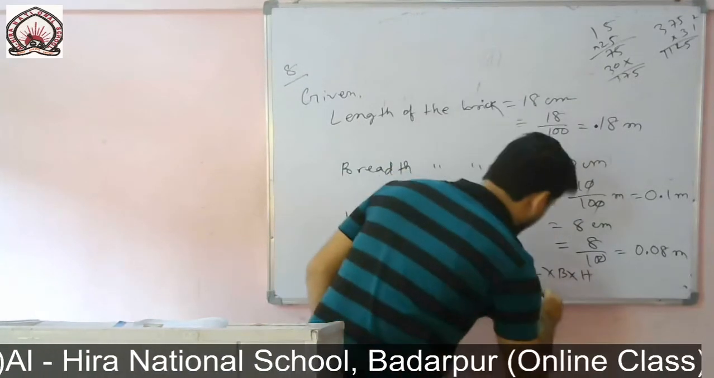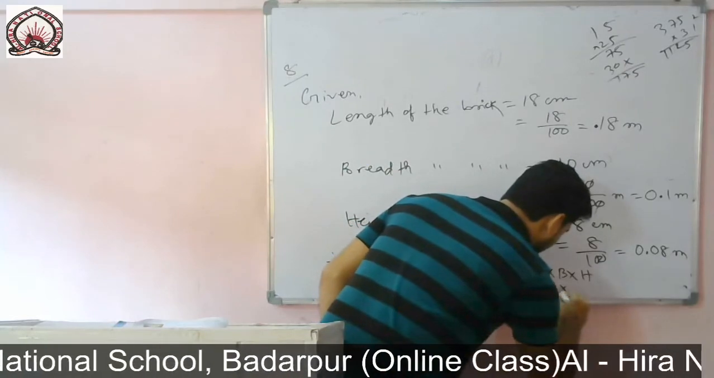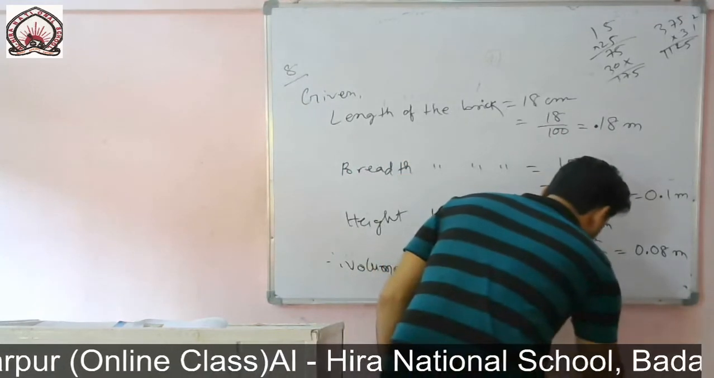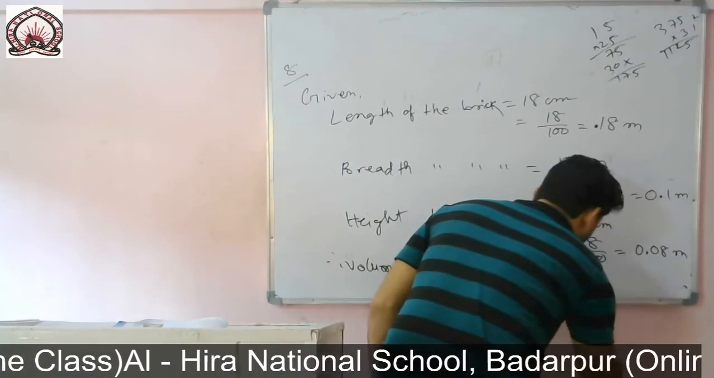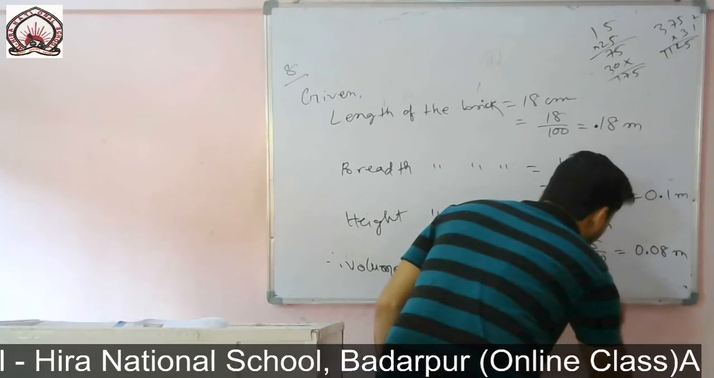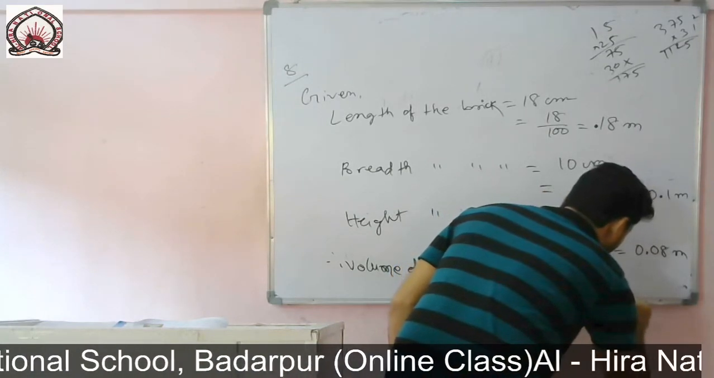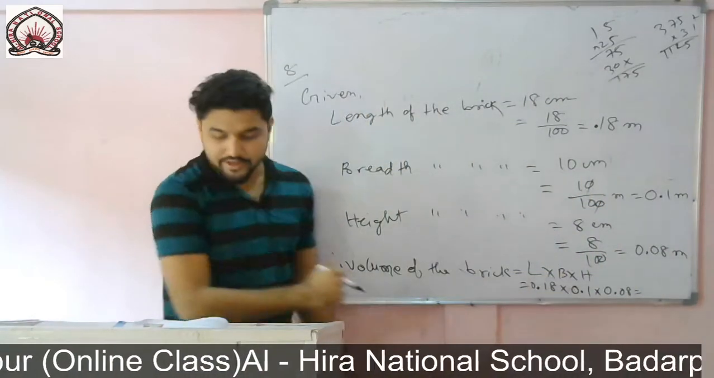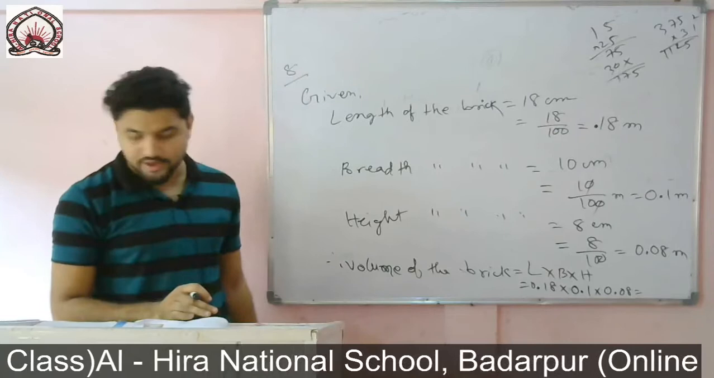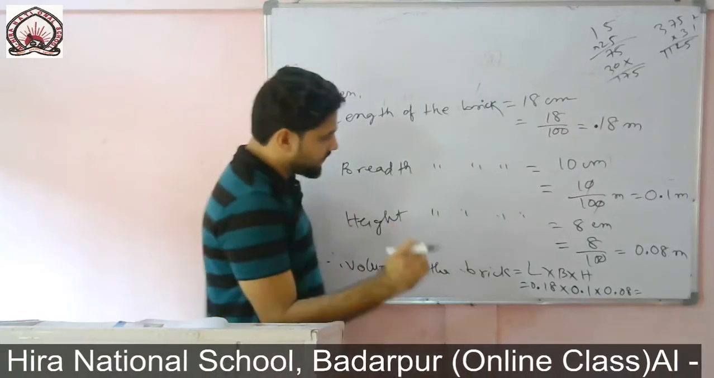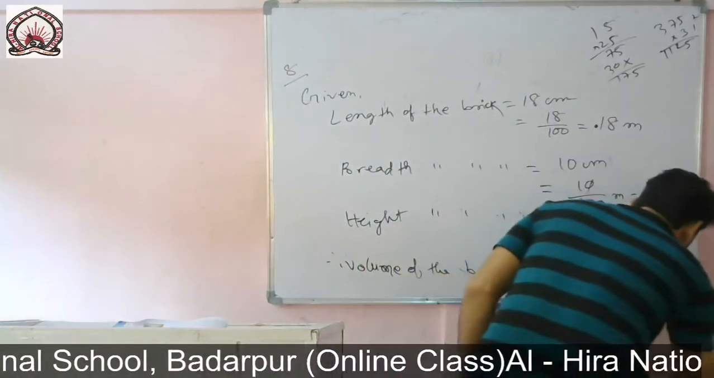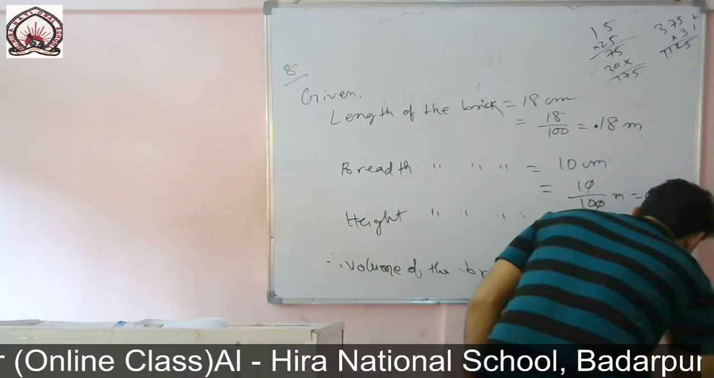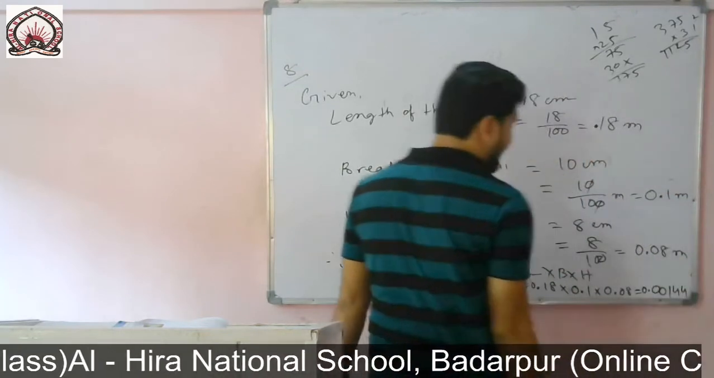Okay, so 0.18 into 0.1 into 0.08. Okay, 0.18, 0.1 into 0.08. Okay, if you multiply, then you get 0.0144. Okay, cubic meter.